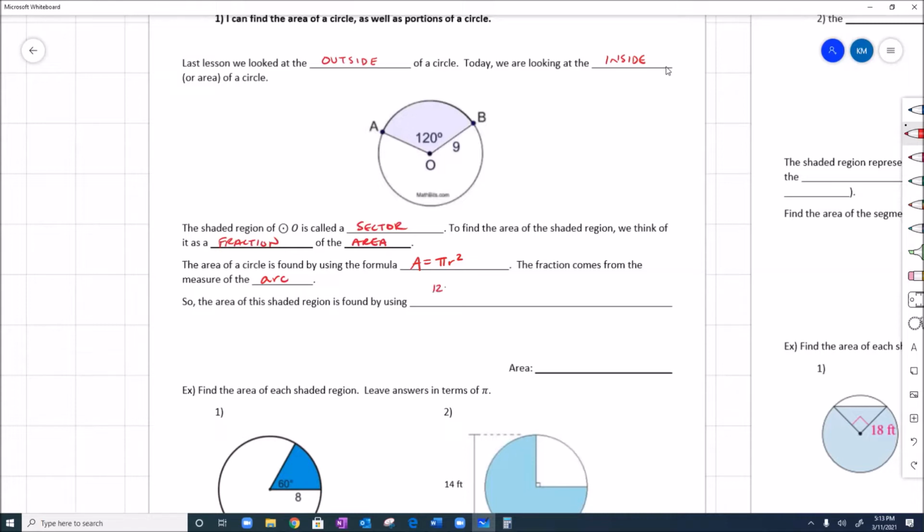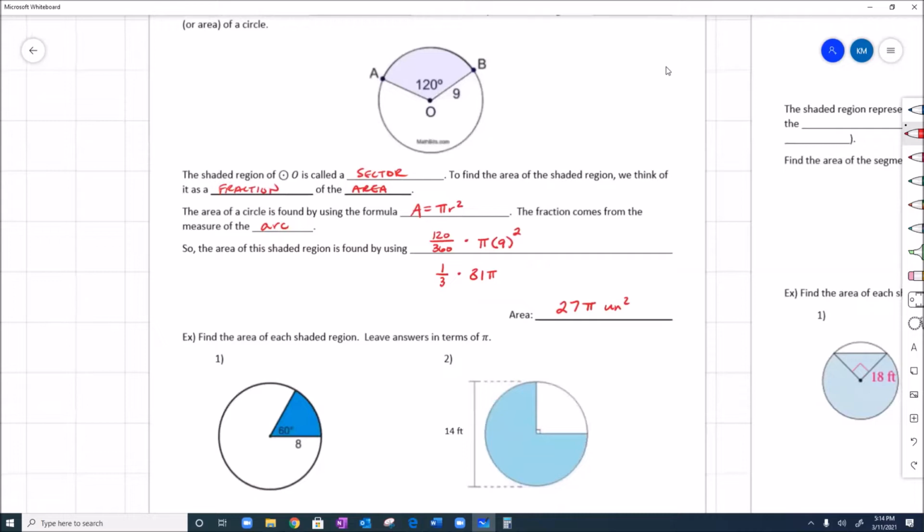So the area of this shaded region is found by using 120 over 360 times pi r squared, in this case our radius is 9. The measure of our arc over 360 tells us the fraction or the percentage of the circle that we're dealing with, and in this case it simplifies down to 1/3. 9 squared is 81 pi. So 1/3 of 81 pi is 27 pi. And I'll just say units squared because we're dealing with area.